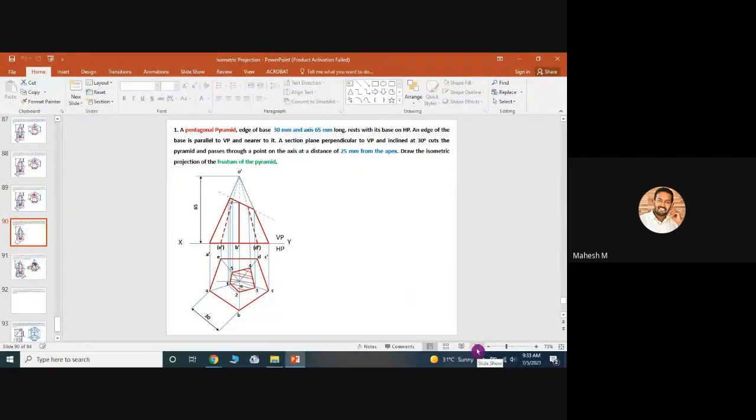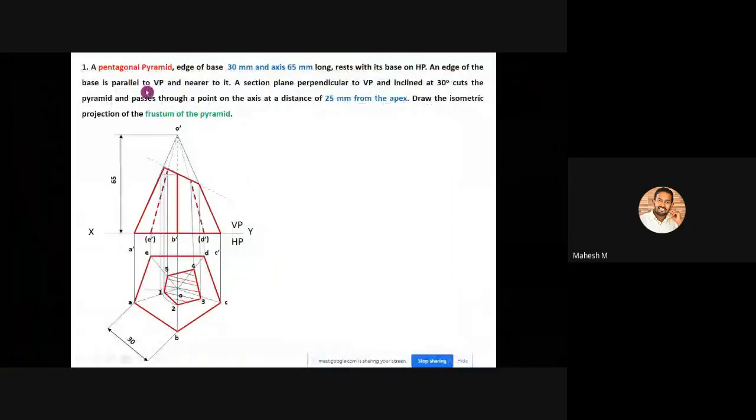Okay, the second question is a pentagonal pyramid. It is a pentagonal pyramid, but here it is not a frustum. So there is a mistake in this question. It is not a frustum of a pyramid because we have a section line with inclination. So the section line is inclined, so it is not a frustum, it is a truncated pyramid. For this particular front view and top view, we have to create the isometric projection.